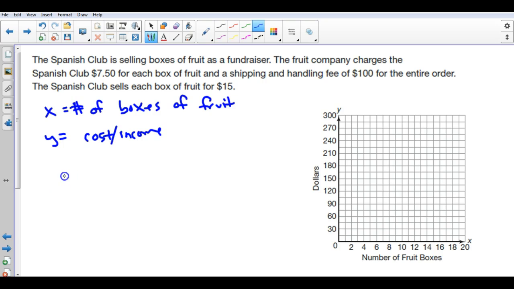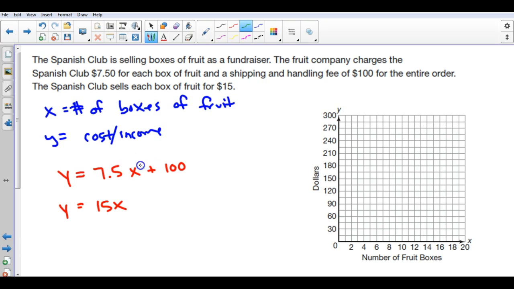So what I'm going to do is write them in slope-intercept form. My first equation, I'm going to do the cost one. So it's going to be y equals, so how much does it cost? It costs them $7.50 per one box, so 7.5x, plus there's a handling fee of $100. So that's how much it's going to cost to process the order. And I also need an equation to represent the income then. So when they sell them, it's going to be y equals, and however much they're selling them for, which is $15 per box. So I'm going to graph both of these lines.